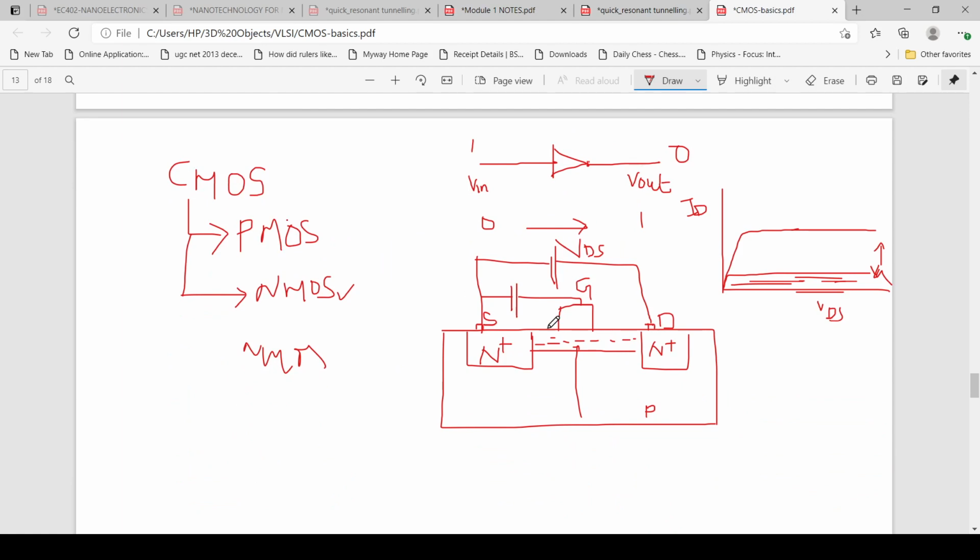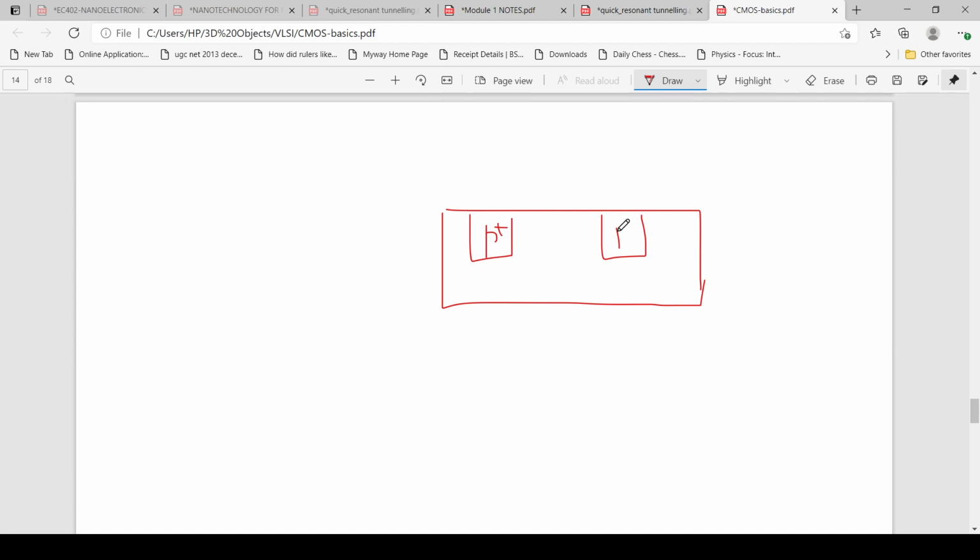In the PMOS circuit, I can draw the picture. In PMOS there is a heavily doped P plus region, so this is the P plus region, and there is a gate region. Actually, we need to apply a negative potential here to accumulate holes. To create the channel, we need to apply a negative potential. So this is the basic difference.